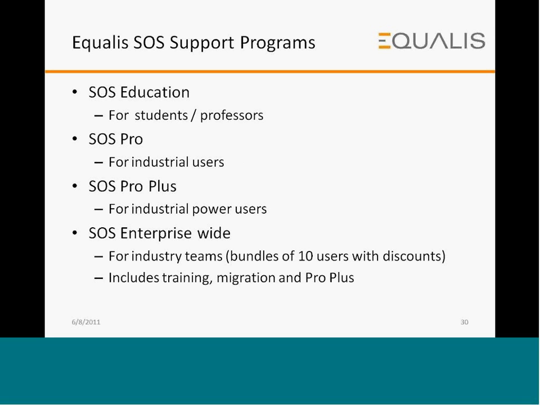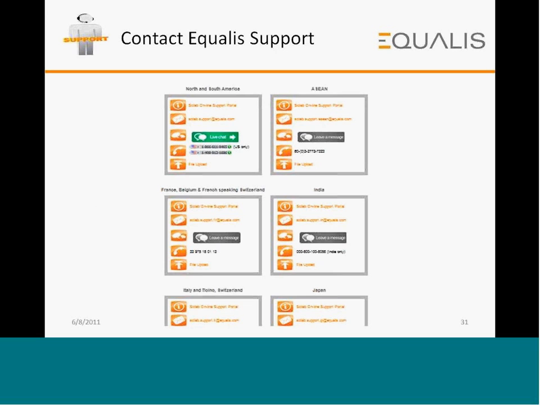When you talk about Equaless SOS support programs, there is SOS Education for students and faculty, SOS Pro for industrial users, SOS Pro Plus for industrial power users, and SOS Enterprise. These are for industry teams, and we offer bundles of 10 users with discounts, which include training, migration, and Pro Plus.